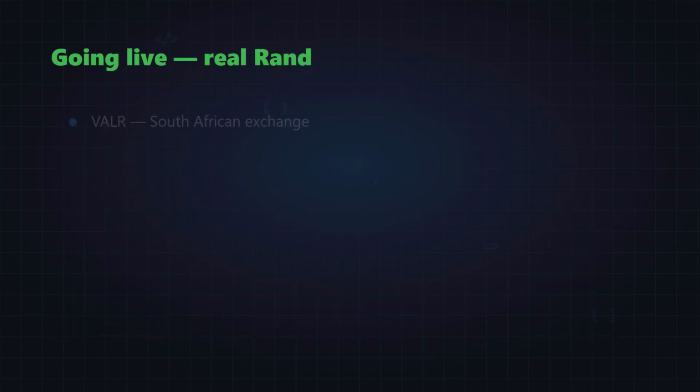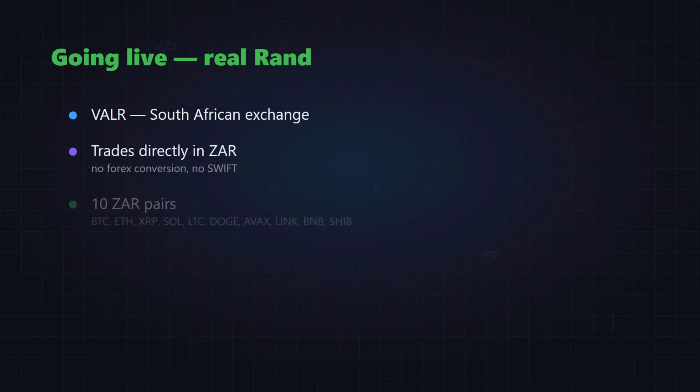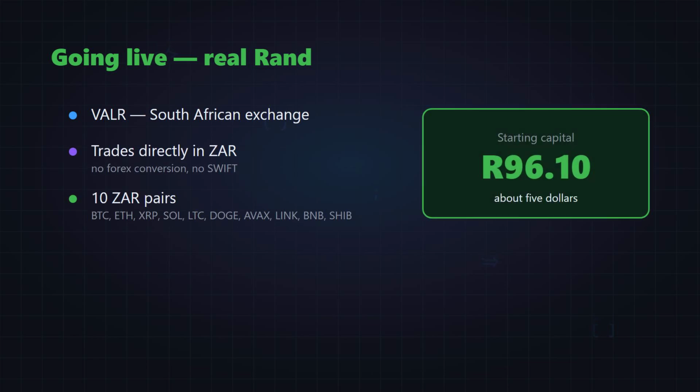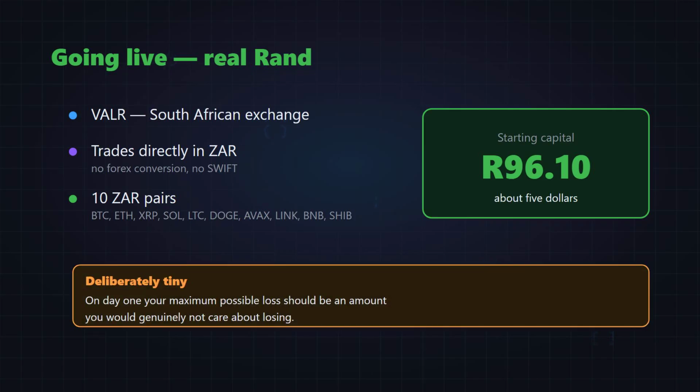Right. Real money. After a lot of paper trading, I moved to VALR, which is a South African exchange. And the reason is practical. It trades directly in Rand. So there is no Forex conversion and no international transfer in the way. And I started with 96 Rand. That is roughly $5. That was completely deliberate.